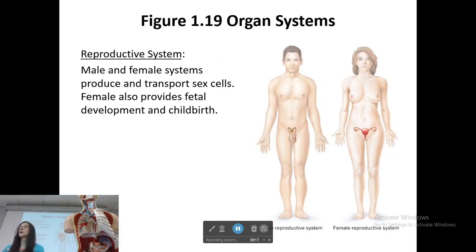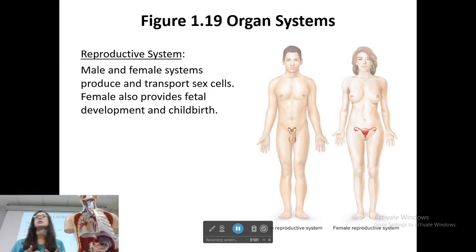Okay, the last one is the reproductive system. Of course, we have different male and female reproductive organs. These models, I don't think either of these have the reproductive organs on it. We do have some models with the reproductive organs. They're not all put together right now, but you can see in the diagram there, you have reproductive organs. The function, of course, is to reproduce the species, to make offspring.